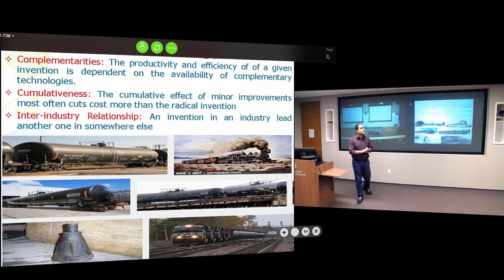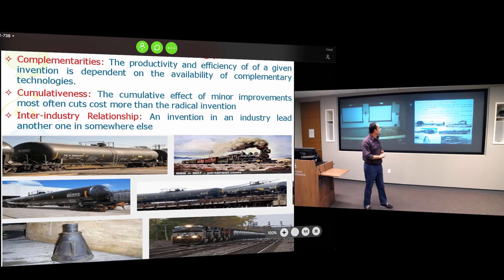On the other hand, the second sub-theme of the evolution of technology is the cumulativeness of technology. For example, historically, from the 1870s to the 1890s, the efficiency of trains or steel mills increased almost 300% in just 20 years. So it's based on the cumulativeness of technology. And usually the cumulativeness of technology is more efficient than the original radical innovation. The technology accumulates, and it's not that a single invention changed the world, but it is the cumulativeness of technology that brings change into people's lives.